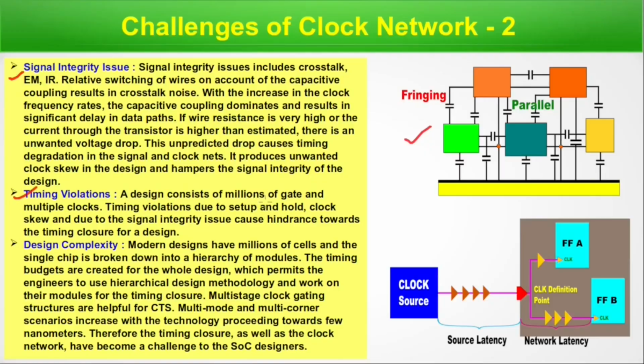Now, timing violations. A design consists of millions of gates and multiple clocks. Timing violations due to setup and hold, clock skew, and due to signal integrity issue cause hindrance towards the timing closure for a design. There are multiple things: a huge number of gates, very long paths for signals to traverse, signal integrity issue, setup, hold, clock skew. All these types of timing violations may happen and we have to take care. So these are the biggest challenge for a proper timing closure of a design.